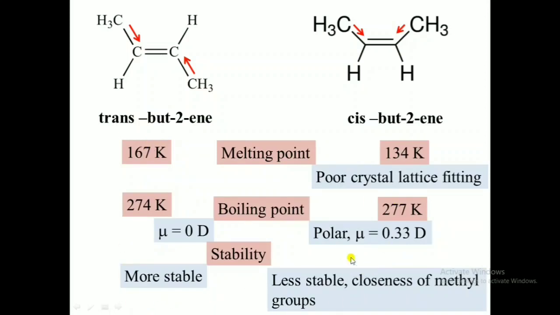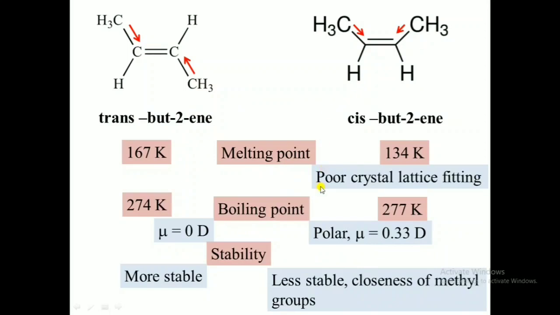The reason is, in cis-butene, the CH3 groups are on the same side and they are very close to each other compared to the trans isomer. Because of this closeness, there is steric hindrance, or a crowded atmosphere. That makes this molecule uncomfortable compared to the trans isomer. So cis-butene is less stable compared to trans-butene.